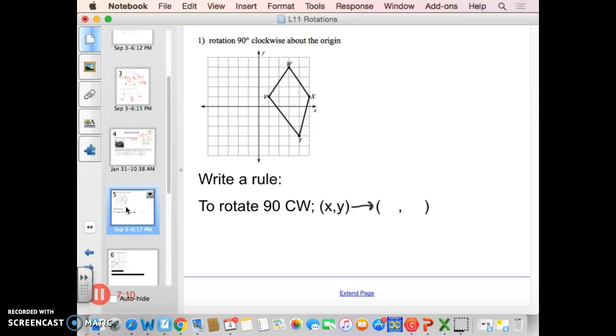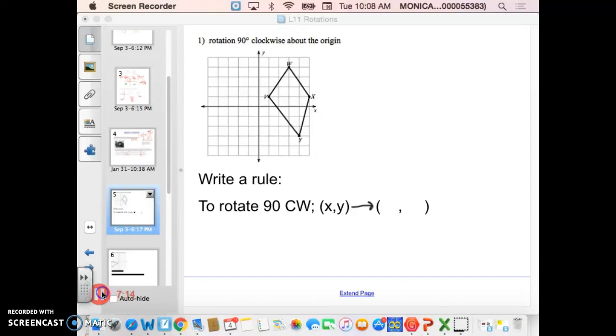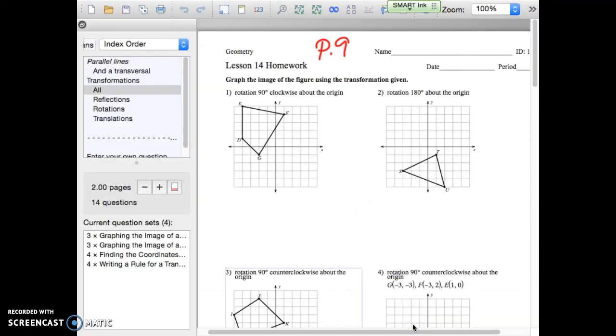All right. Let's try some practice problems. Okay, so this is actually your homework for tonight. So let's go ahead and look. It says a 90-degree clockwise rotation about the origin. So the first thing I like to do is draw a little arrow indicating the clockwise direction. Okay, so I know that I'm taking this shape and I'm rotating it this way.